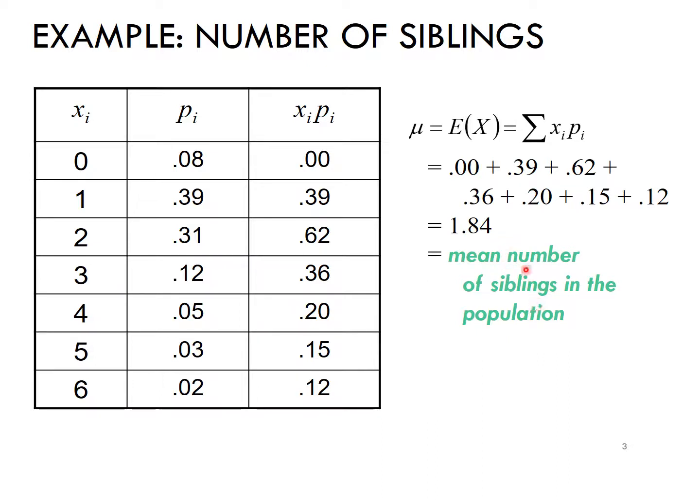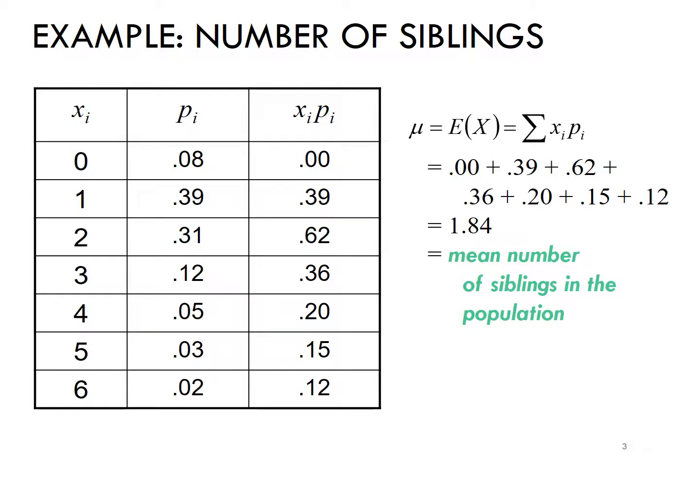Now, let's think. Does that number make sense? A single student cannot have 1.84 siblings. But remember, the expected value is the long-run average. So in the population, the average number of siblings is 1.84. This tells us something about the population, not about an individual student.